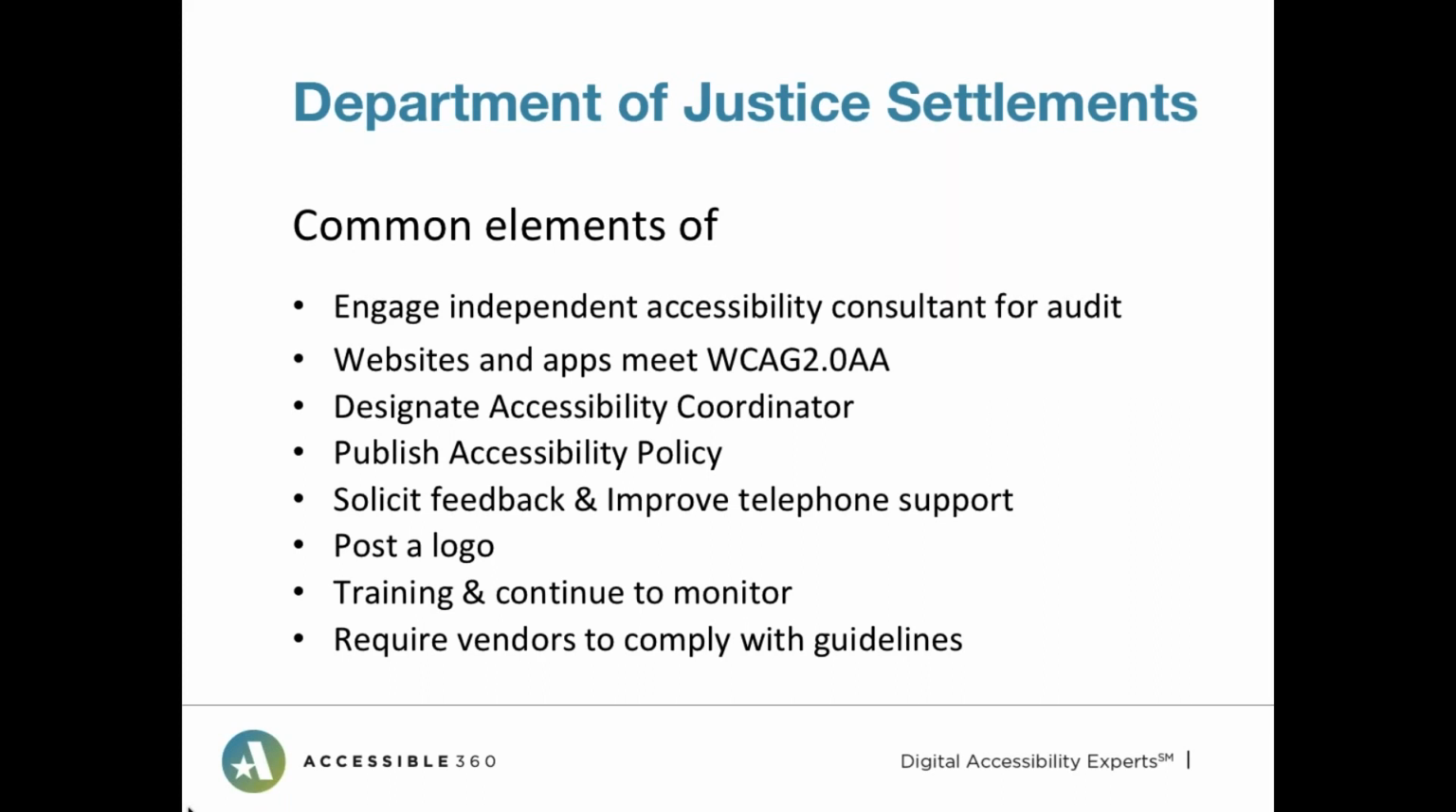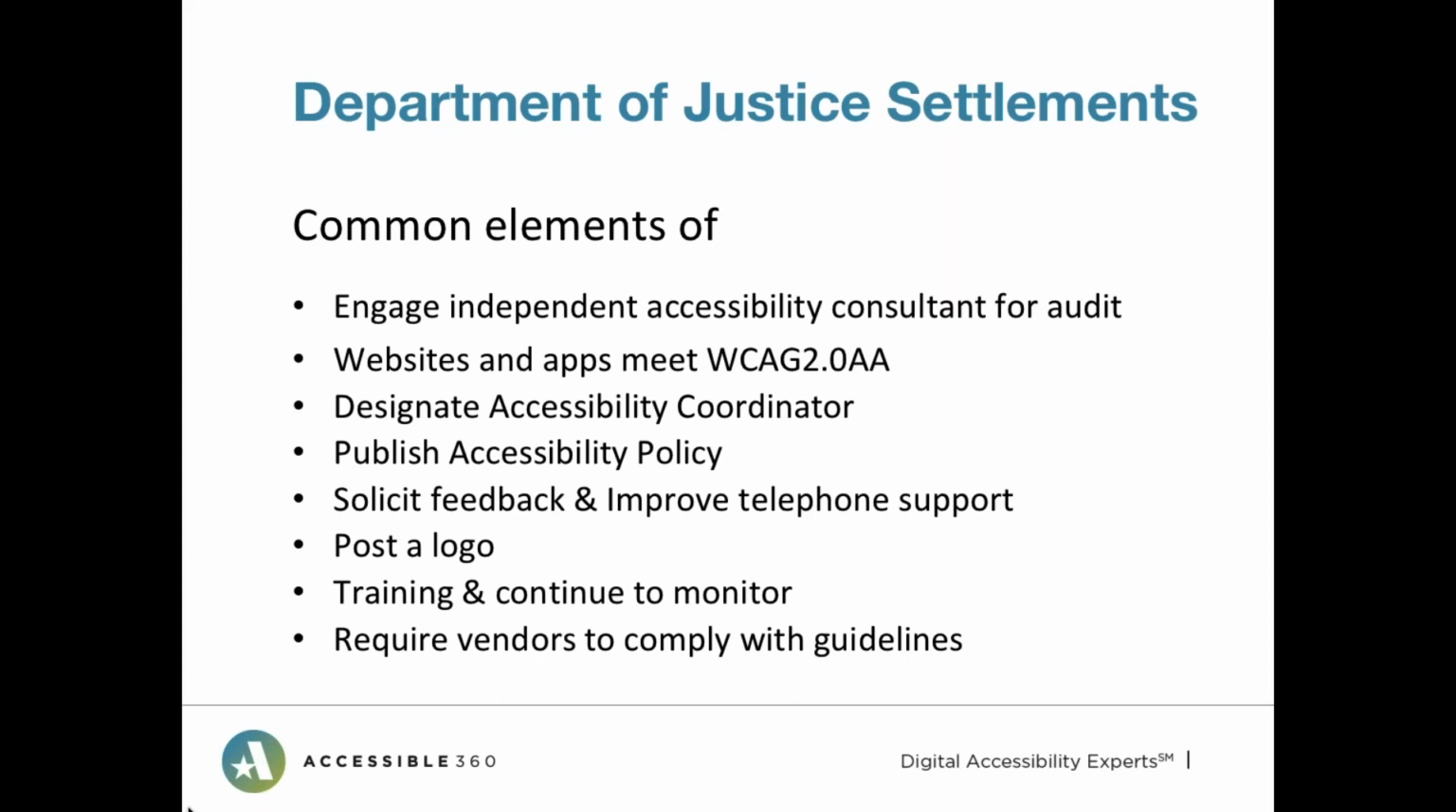Also, designate an accessibility coordinator. Take one of your IT team members or e-commerce marketers or digital people that you have at the company and add accessibility coordinator to their job description. Put it in their title. Publish an accessibility policy on your website, and I can show you a couple of examples of that if we have time. Offer a way to solicit feedback, maybe improve telephone support on your website. That's a really good tactic too. It's something that you would ultimately be required to do.